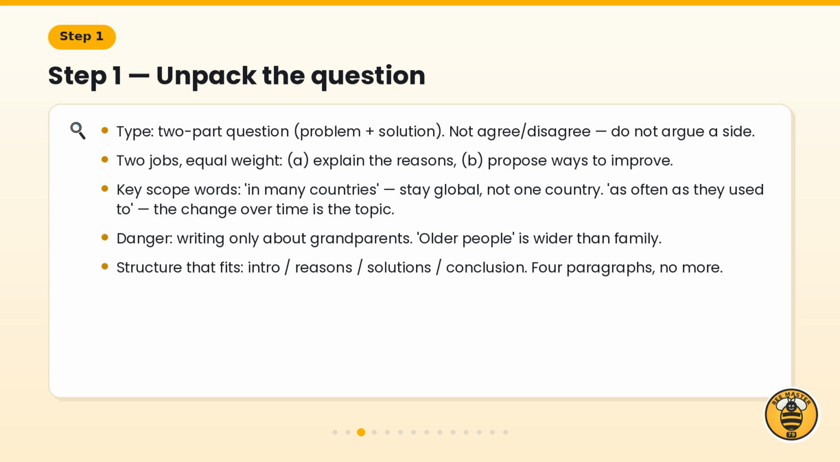Notice the scope words. In many countries means keep it global, not one country. As often as they used to means the change over time is the real topic. And be careful, older people is wider than grandparents. A 4-paragraph structure fits this perfectly.